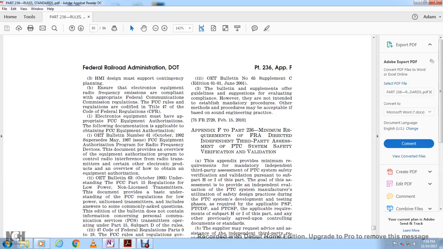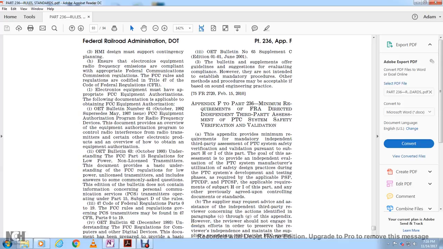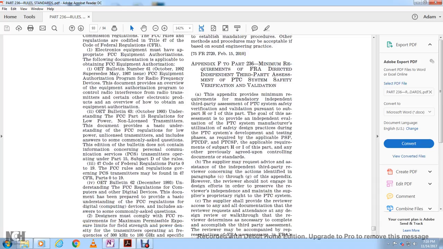Low-power unlicensed transmitters includes the answers to some commonly asked questions. That additional bulletin does not contain the information concerning personal communication services, or PCS, transmitters operating under Part 15, Subpart D of the rules, Title 47 Code of Federal Regulations. Part 0 through 19 of the FCC rules and regulations governing PCS transmitters may be found in Title 47, Part 0 through 19.